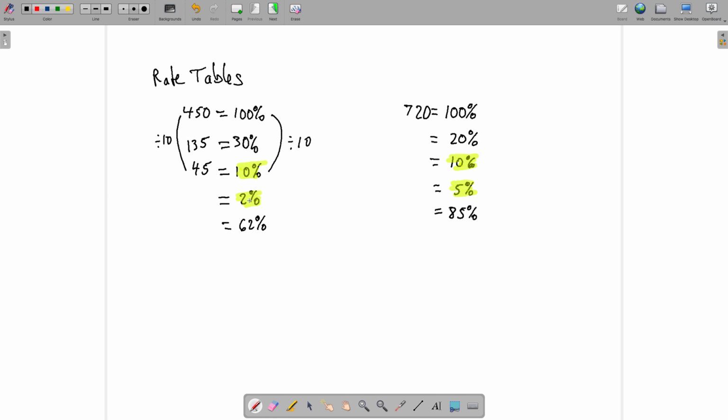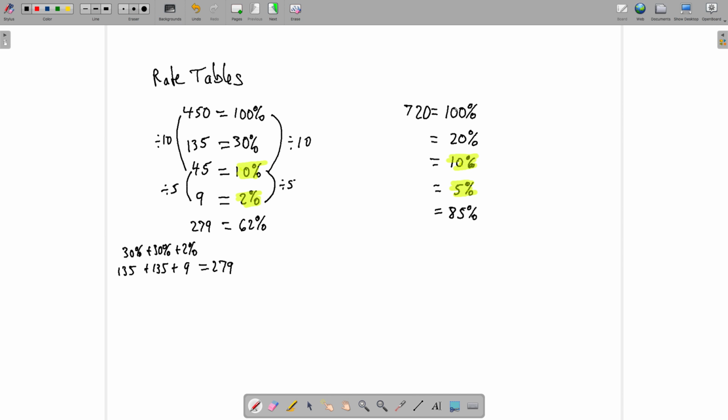Likewise, a smaller percentage, 2%, I could get by dividing 10% by 5, because there are 5 groups of 2% in 10%. So dividing this by 5, I get 9 is equivalent to 2%. And now if I want to find something like 62%, that would be 30% plus 30% plus 2%. The amounts for those are 135 plus 135 plus the 9 for 2%. That's going to be 279. So 279 would be equal to 62%.